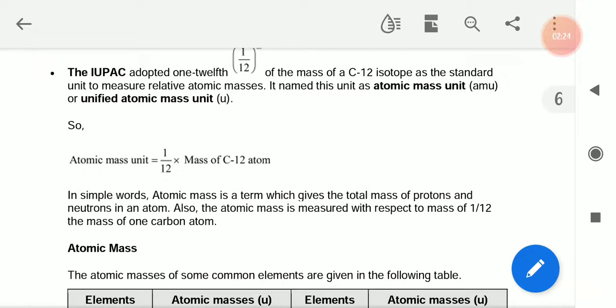In simple words, atomic mass is a term which gives the total mass of protons and neutrons in an atom. Also, atomic mass is measured with respect to 1/12 the mass of one carbon atom. Remember this. It is the atomic mass unit.